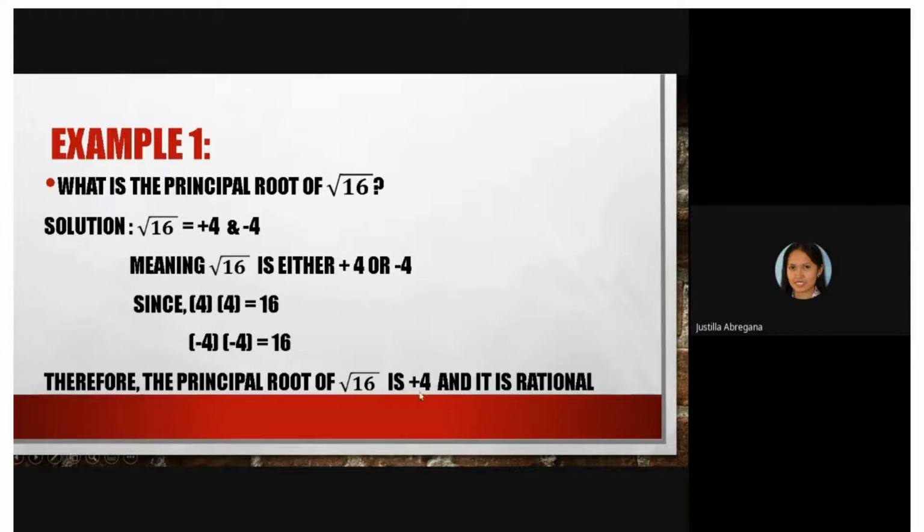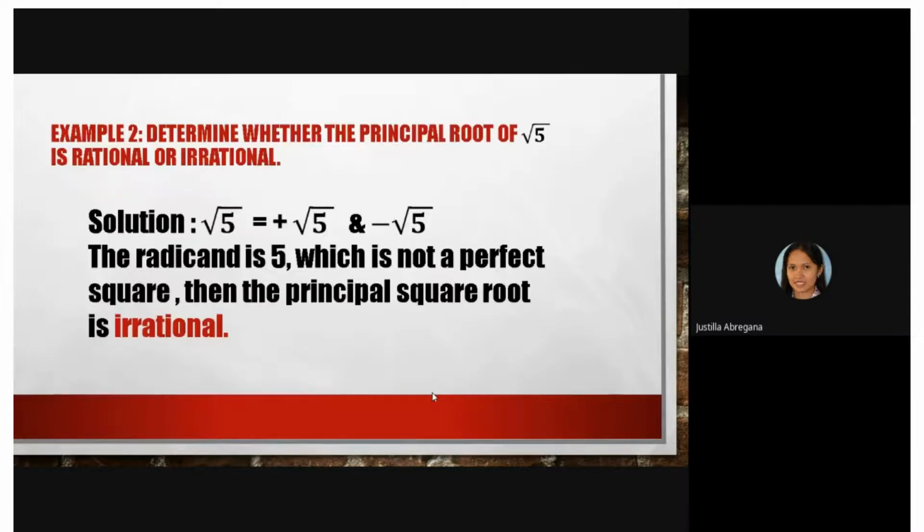And is positive 4 rational? Yes, it's rational, because it can be expressed in the form of a fraction a over b. So what is the fraction form of 4? It's 4 over 1. So our denominator is 1, meaning it is not equal to 0. Therefore, it is rational.